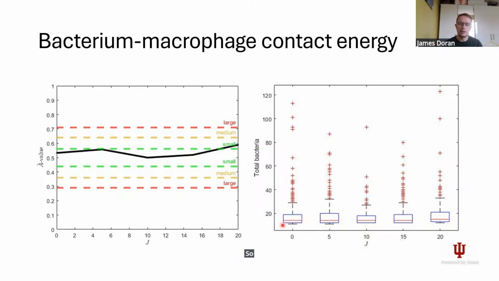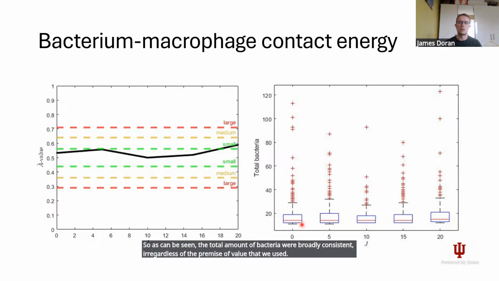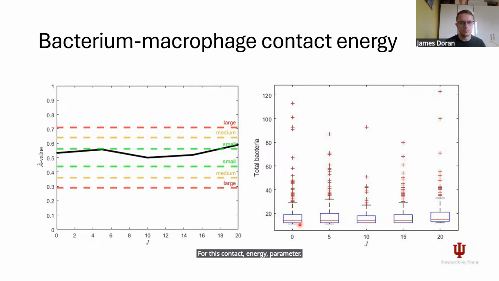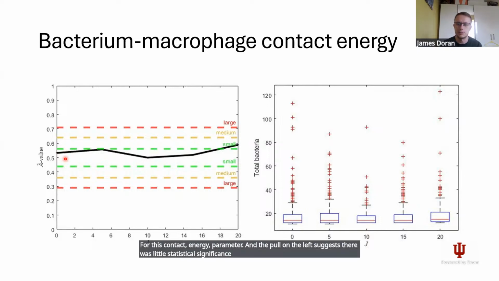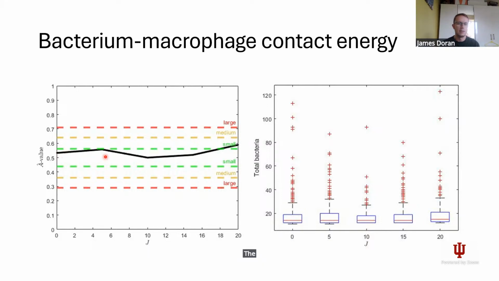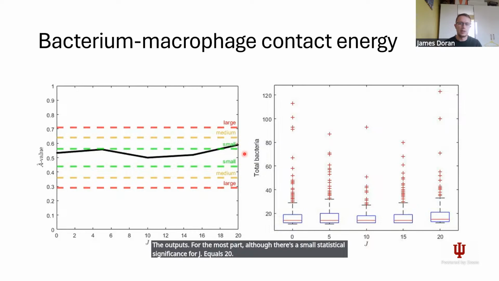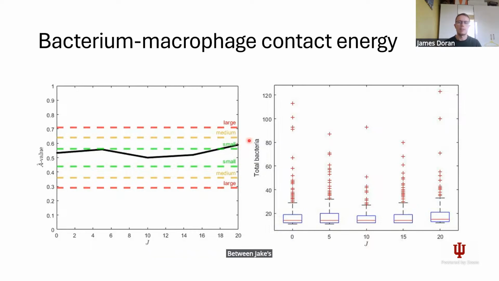As can be seen, the total amount of bacteria was broadly consistent regardless of the parameter value that we used for this contact energy parameter. And the plot on the left suggests there was little statistical significance in any differences between the outputs, for the most part, although there's a small statistical significance between J equals 20 and J equals 10, which made us wonder if we considered larger orders of magnitude for J, would we see larger differences?